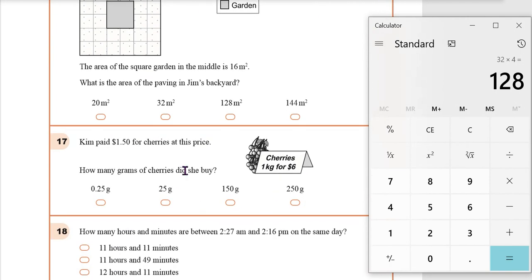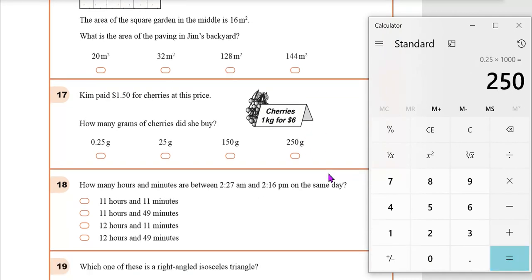Next question, Kim paid $1.50 for cherries at this price. So you just need to figure out what is $1.50 out of $6. It's a quarter, so you just need to times that quarter by a kilogram to get your answer in kilograms, or if you wanted it in grams, just multiply it by the amount of grams in a kilogram, 250.